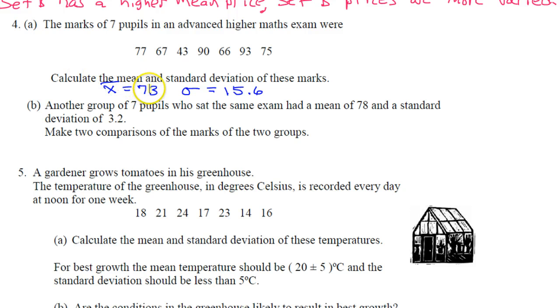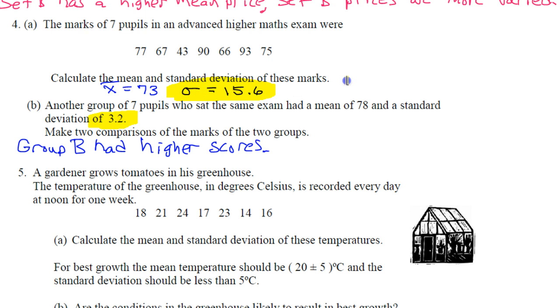The first group, we can call them group A, had a mean of 73. The second group had a mean of 78. Okay, so one thing I can say is that group B had higher scores. All right, group B typically has higher scores based on the higher mean. Another comparison. Let's look at the standard deviation, see how they compare. All right, so we have standard deviation of 15.6 compared with a standard deviation of 3.2.